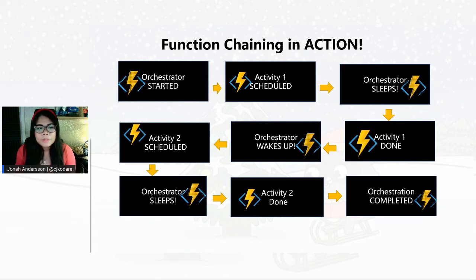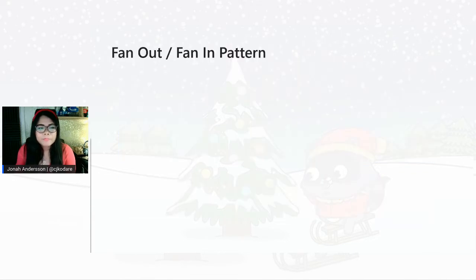This process will be replayed when an event happens, for example, if the orchestrator gets triggered again by a blob trigger or an HTTP trigger. And the good thing about the orchestrator sleeping is that we don't get charged for activities that are not running. So it's very good when the orchestrator is a sleepyhead. This is an example of function chaining.